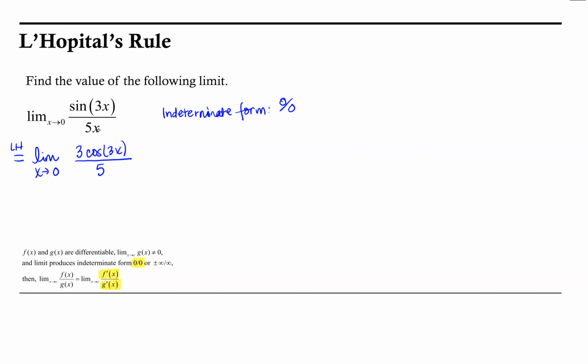At this point, we can try and evaluate this limit directly by substituting 0, and we end up with 3 times cosine of 0 over 5, and we know that cosine of 0 is 1. So we have 3 times 1 over 5, or more simply, 3/5. So that's the value of our limit for this particular function.